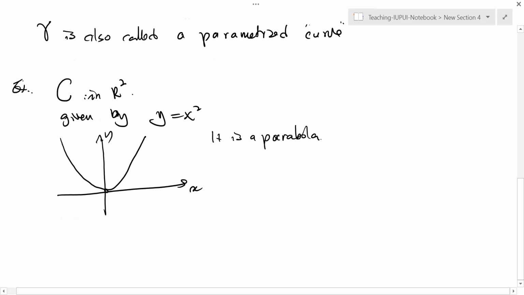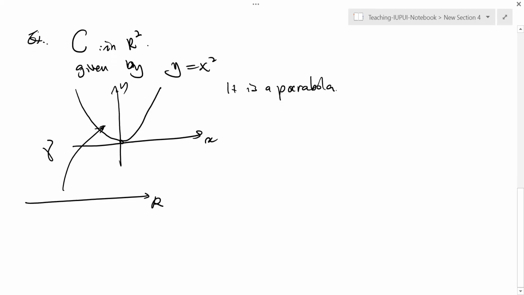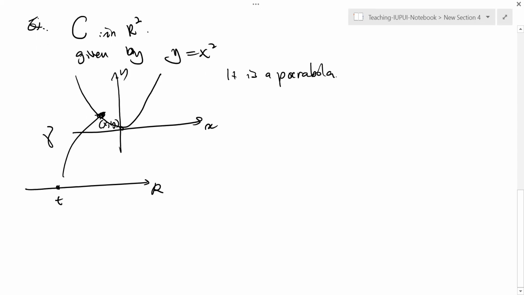Now, let's try to find a parametrization for this curve, which is a map. Let's use one parameter, so from R onto the parabola. How can I find this map? If this is t, and here's a point x and y, I just need to find x and y. X and y are functions of t.